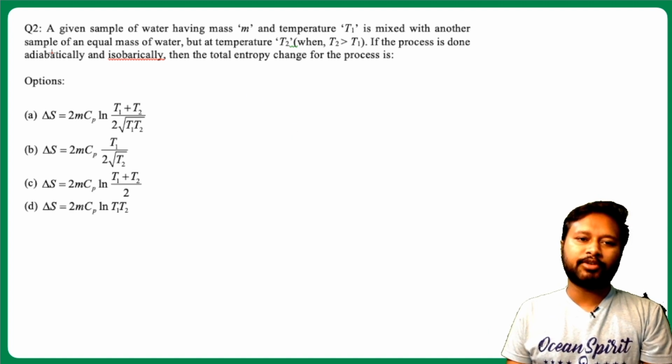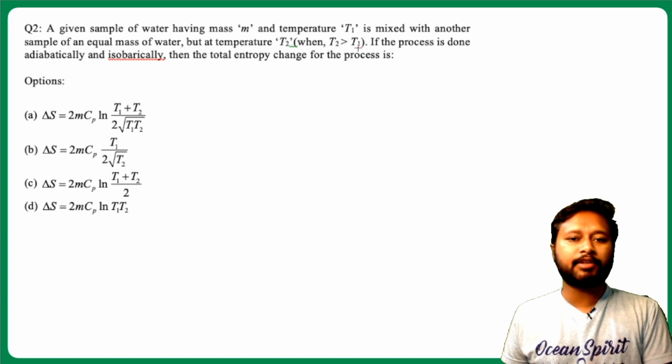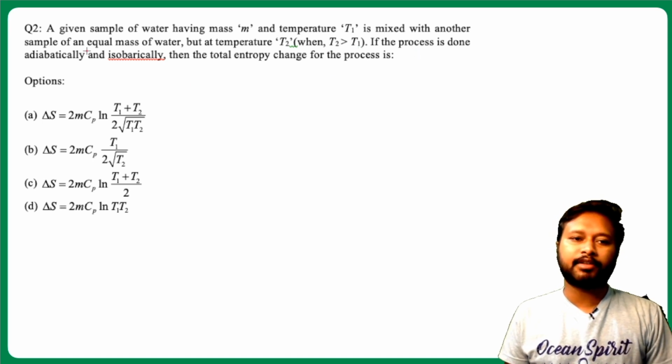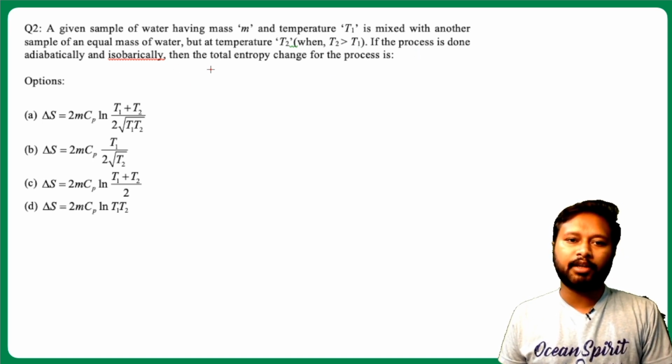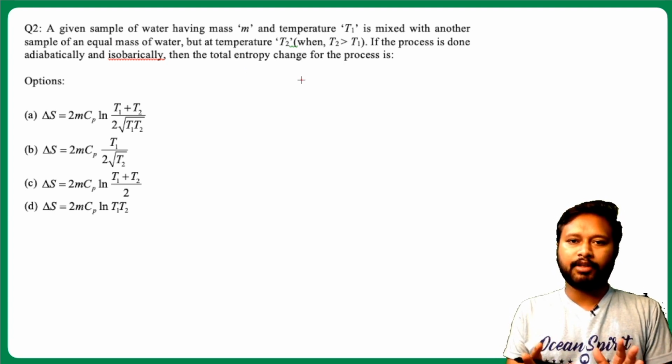Okay, here the question says that the given sample of water having mass m and temperature T1 is mixed with another sample of equal mass of water, but the temperature is T2. When T2 is greater than T1, if the process is done adiabatically and isobarically, then the total entropy change of the process is. Now here there are two things which you have to consider.